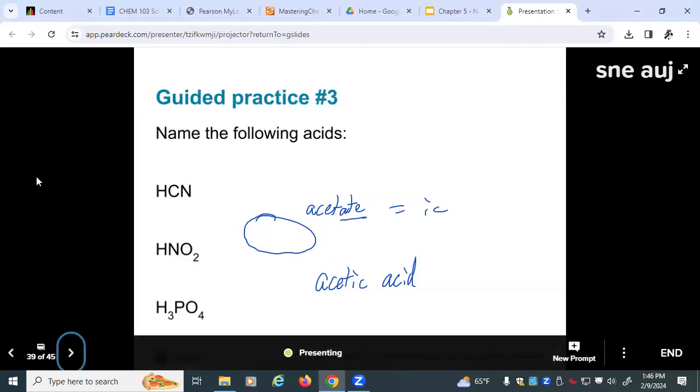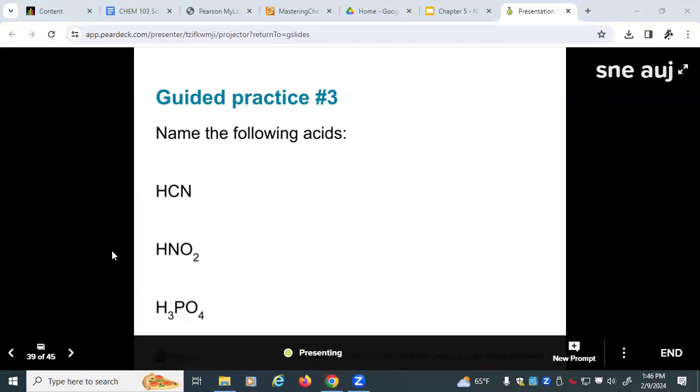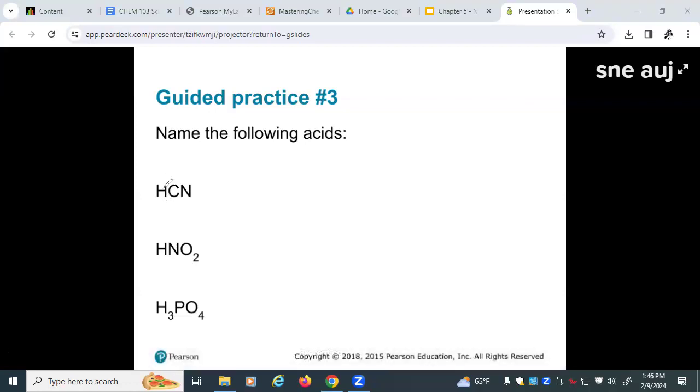All right, let's take a look at some other examples here. Again, it comes down to recognition. All of these begin with hydrogen, so I know that they are all acids. So CN, I have to recognize that as cyanide. Cyanide means that I am in the hydro. So hydrocyanic acid is the name of this.